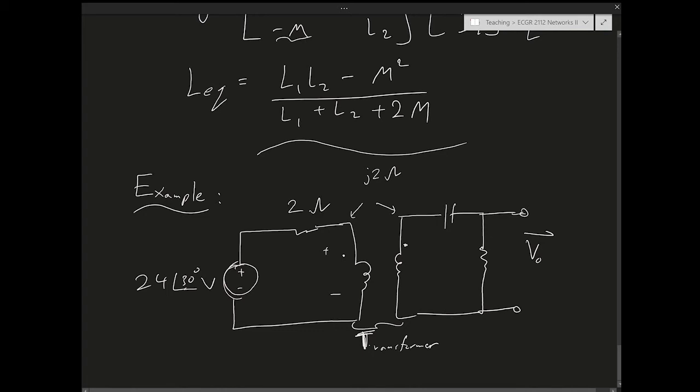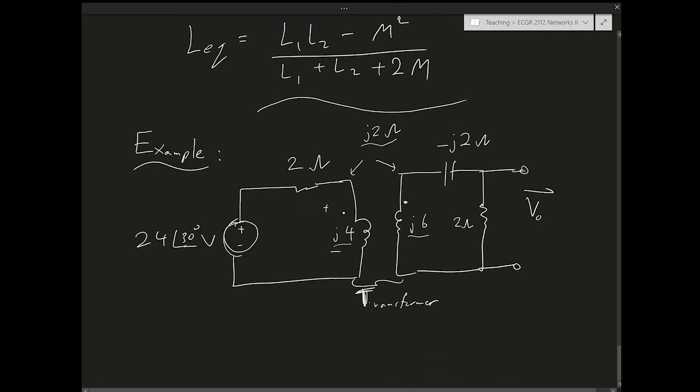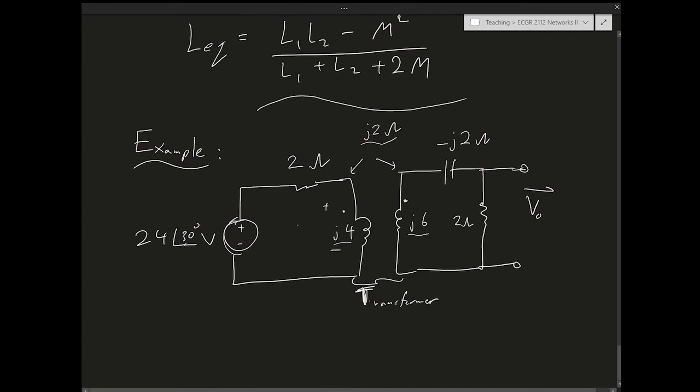It's not RMS. So this coil here is j omega L1. I'm going to give it to you numerically right away. This is j4, and j omega L2 is just going to be j6. So those are the self impedances, and this is the mutual impedance. And the capacitor, of course, is going to be minus j2 ohms, and this resistor is 2 ohms. So yeah, we want to solve this. The easiest way to approach this is just to do mesh analysis to solve for I1 and I2.